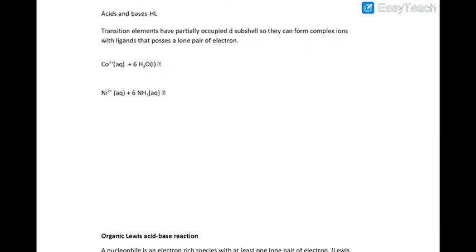Now, transition metal elements have a partially occupied d subshell. If you still remember what a transition element is, they have an incompletely filled d subshell, so that they can form complex ions with ligands. So the ligands will be providing the lone pair, so the ligands will be acting as the Lewis bases, while the transition metal element, which has the empty d subshell, will be acting as the Lewis acid.